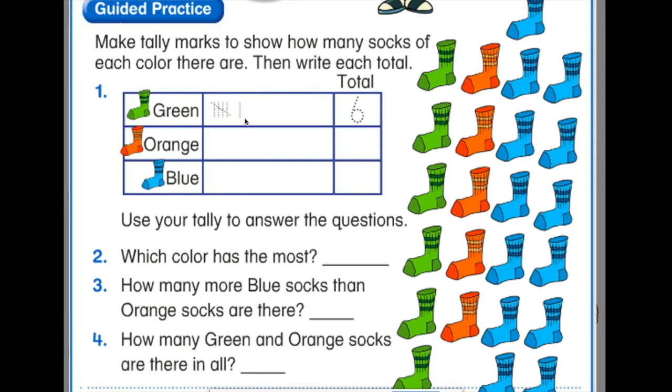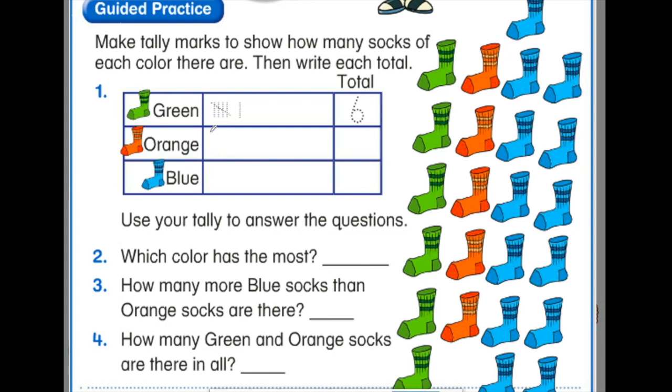We are going to do the same for the orange and the blue. Let's start with the orange socks. Let's count them out first. Count with me. 1, 2, 3, 4, 5. There are 5 orange socks, so let's mark that with some tally marks.